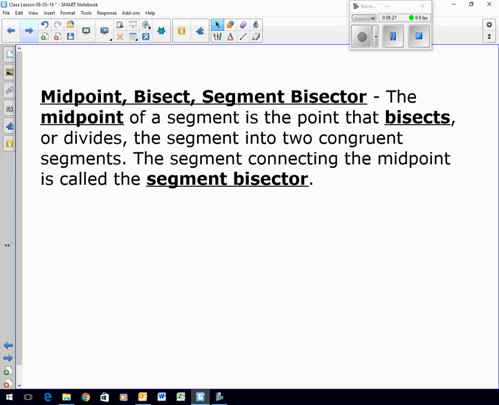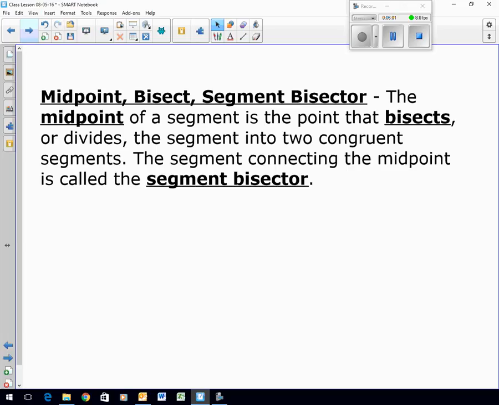Bisect and segment bisector. The midpoint of a segment, and when it says segment, think line segment, is the point that bisects or divides the segment into two congruent segments. All right, let's try that one again. What is congruent? Same. One person. What's congruent, guys? Identical, the same, equals, any way you guys think of it, okay?